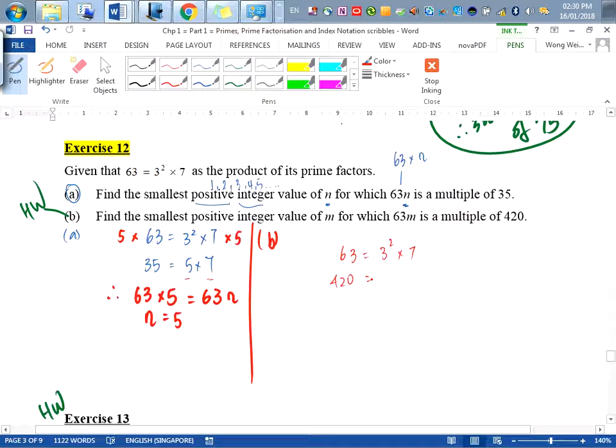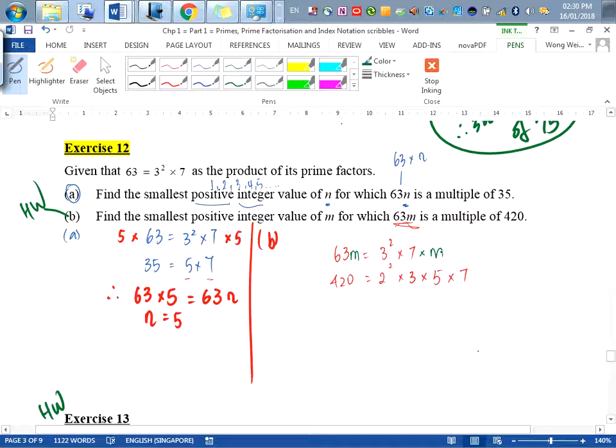We will express this again in our index notation. So list down all the primes. What do we have for this? What do you all have? 420 equals to? How much? 2 squared times 3 times 5 times 7. Okay, everybody should have this. And now, since 63m is a multiple of 420, my 63m will look like this. Okay, let me use another color. 63m looks like this, so I'll multiply by another m, right?